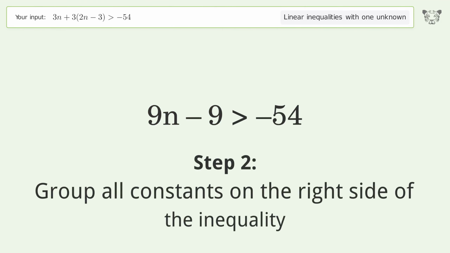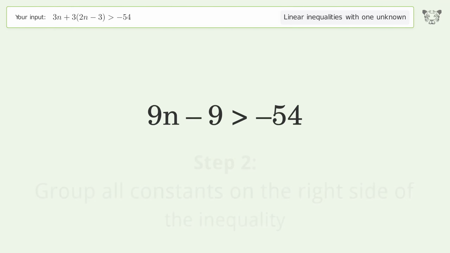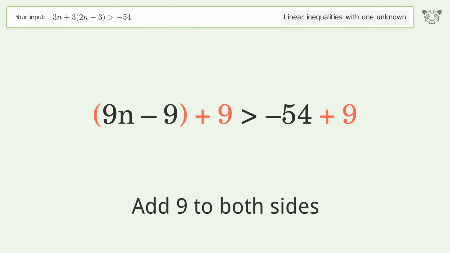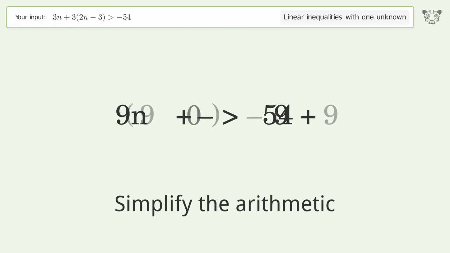Group all constants on the right side of the inequality. Add 9 to both sides. Simplify the arithmetic.